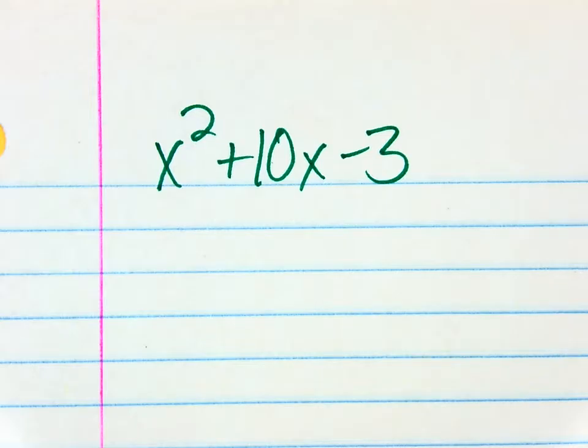A is 1, so life should be easy. I just need to find factors of negative 3 that add to be 10. What are they? There aren't any. There aren't any. So what does that mean for this? That just means that that expression is prime.